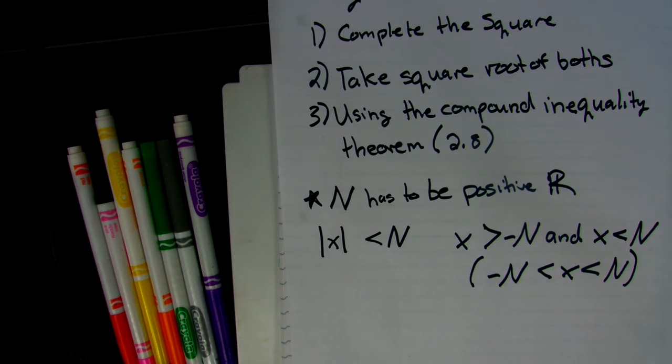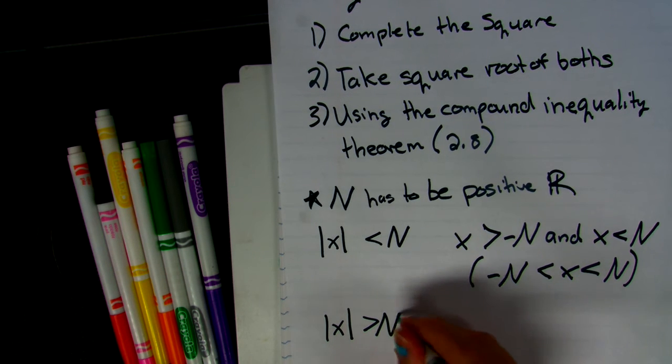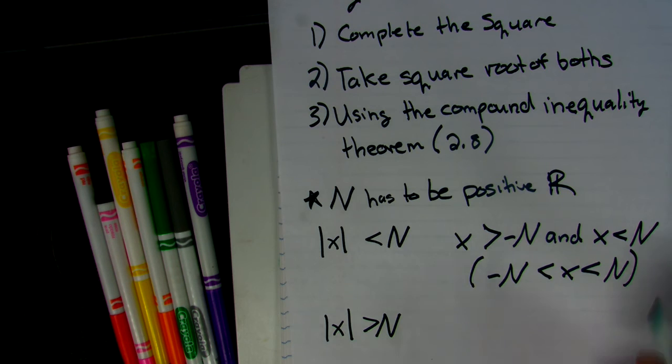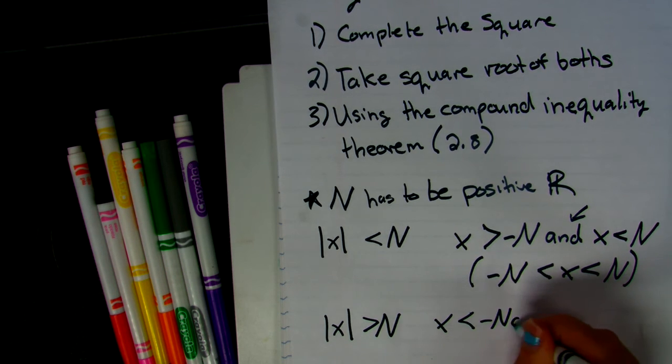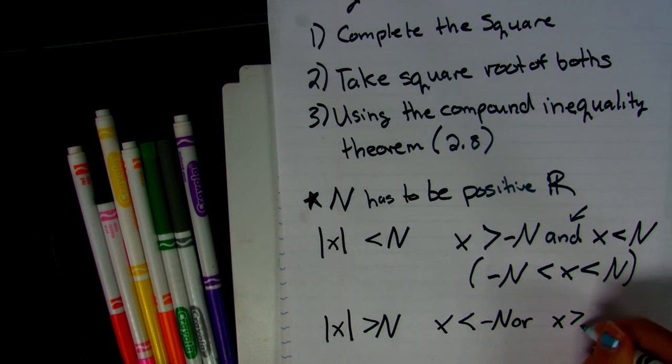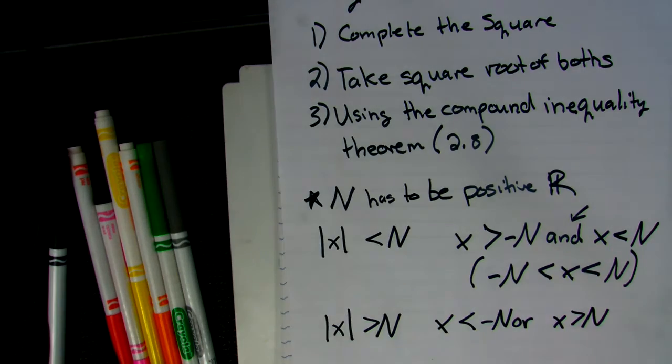Now, if the absolute value of x is greater than n, then, because the first one was a conjunction because it had the and, if it's greater than n you get a disjunction, and that says that either x is less than negative n, or x is greater than n. Again, this is something that we covered a while back, so you might want to write this down and have it handy because we're going to need it every time we solve a quadratic inequality. So now that we reviewed that, let's go ahead and look at example 1.